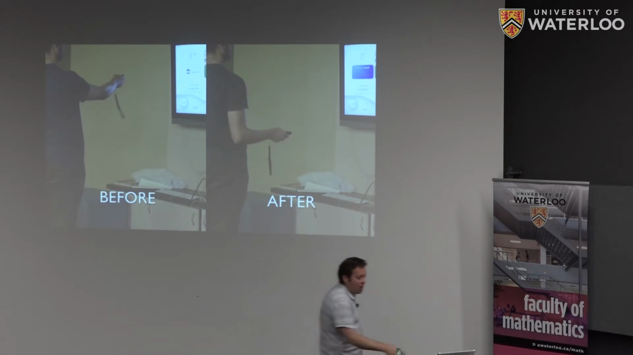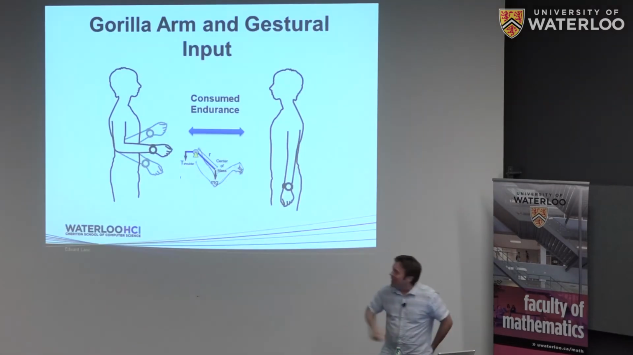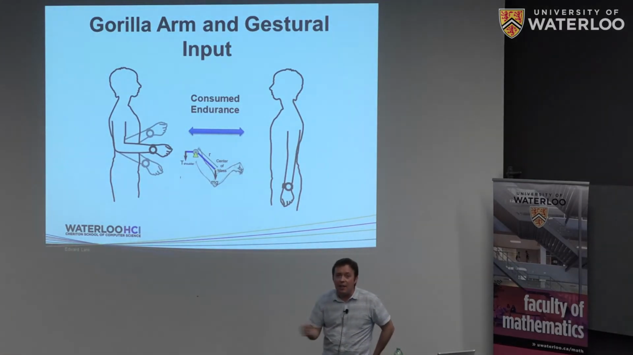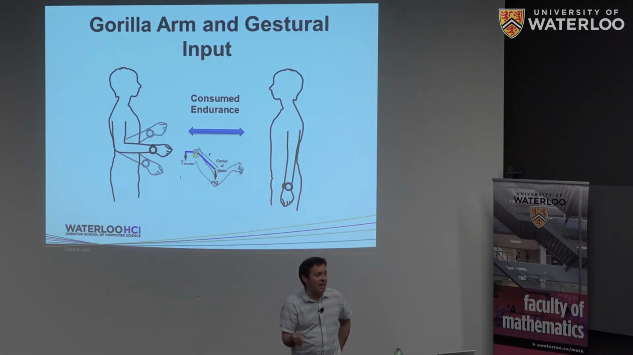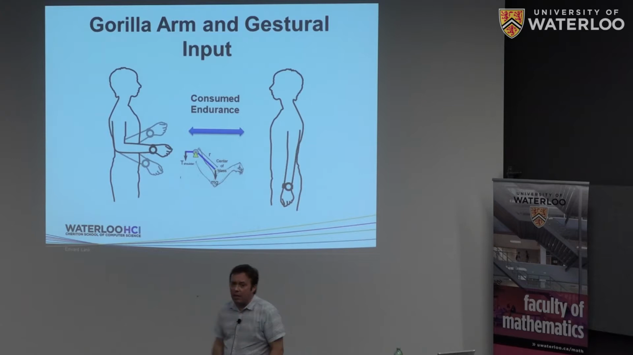And so the question that we asked is, if this and even this results in effort and consumed endurance, then what happens if we look at this where the arm's at rest? What type of interactions might users want to perform in this space? How rich of an input space can we support in this space? And what else can we learn about this form of interaction?